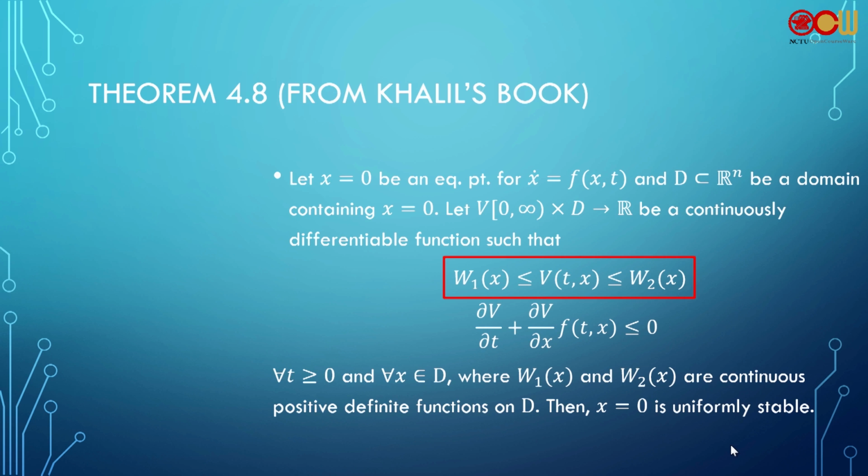So if V satisfies this condition and is lower and upper bounded by some PD functions W1 and W2, and its time derivative is an NSD, less than or equal to 0, you can say that the solution of this system will be uniformly stable. Compared to the autonomous case, V is PD and V dot is an NSD, then you can obtain that the system is stable.